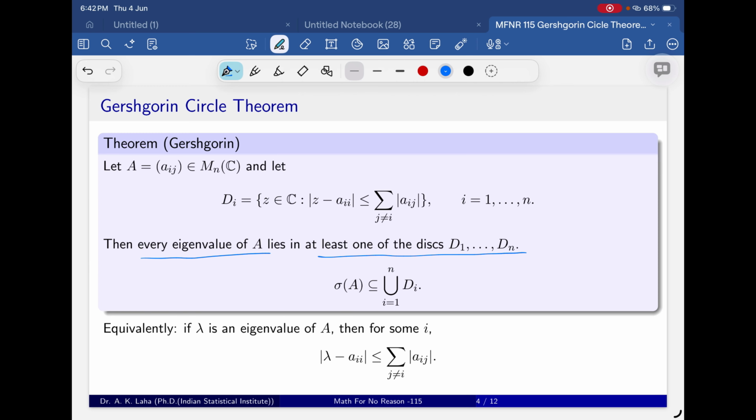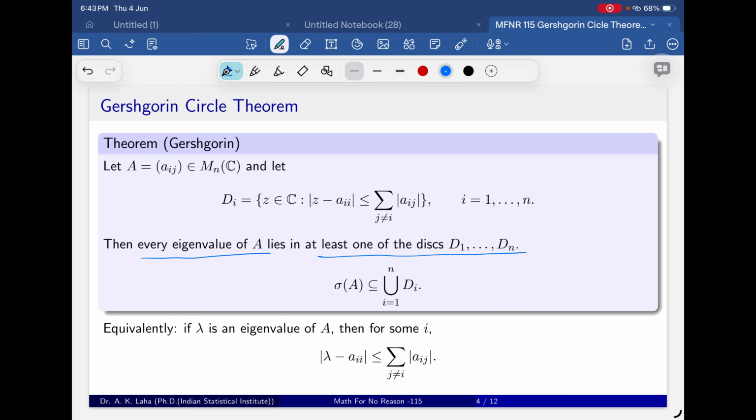Another way we can say this is that if lambda is an eigenvalue of A, then for some i, the absolute value of lambda minus Aii is less than or equal to the sum over j not equal to i of the absolute value of Aij, or the modulus of Aij. So for any eigenvalue lambda of A, the modulus of lambda minus Aii is less than or equal to the sum over j not equal to i of the modulus of Aij.